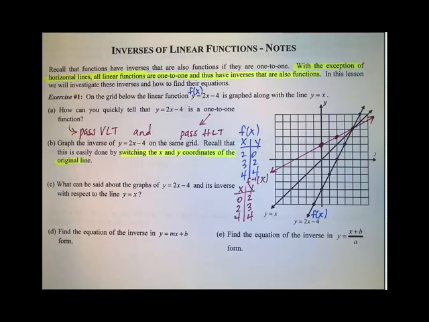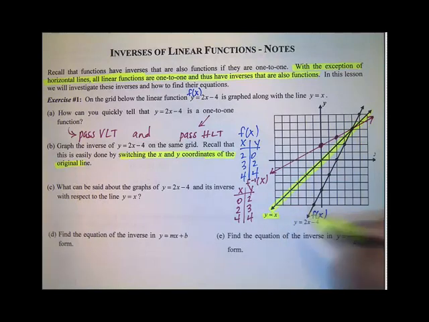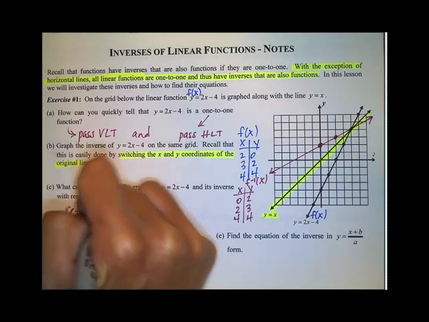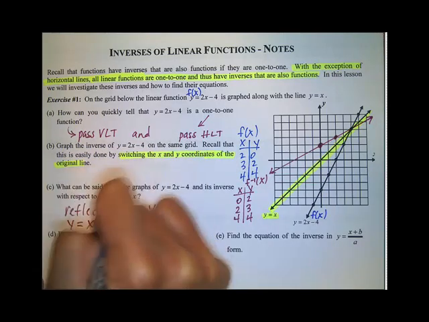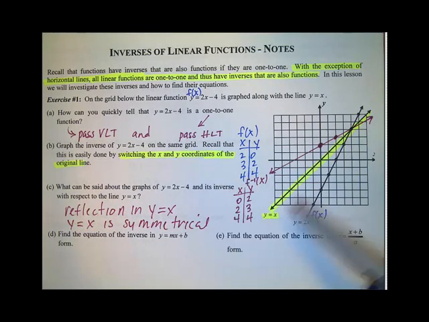Now, remember this line is the line of reflection, or the symmetry line. So you can tell that those two graphs are symmetrical about the highlighted line. What can be said about the graphs y equals 2x minus 4 and its inverse with respect to y equals x? It's a reflection, or y equals x is the line of symmetry. Which means if I folded the paper on that line, those graphs would be on top of each other.